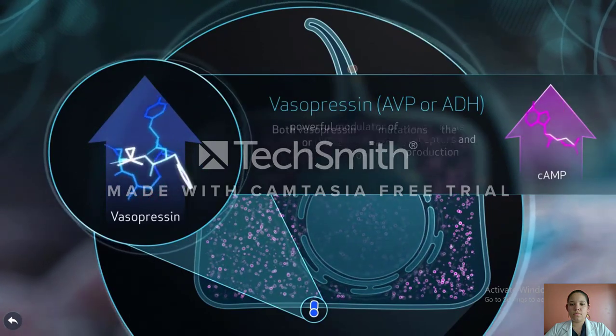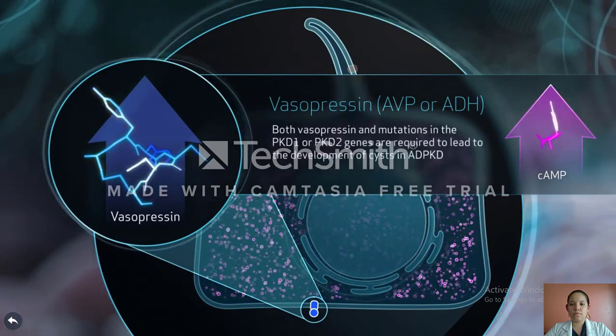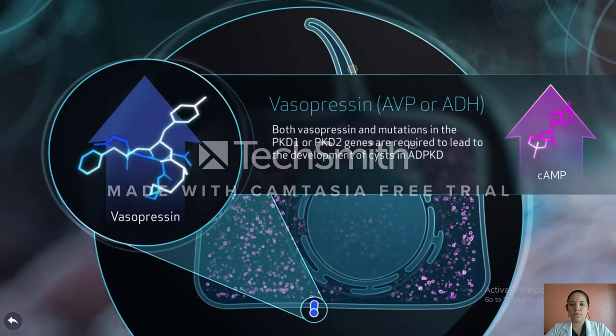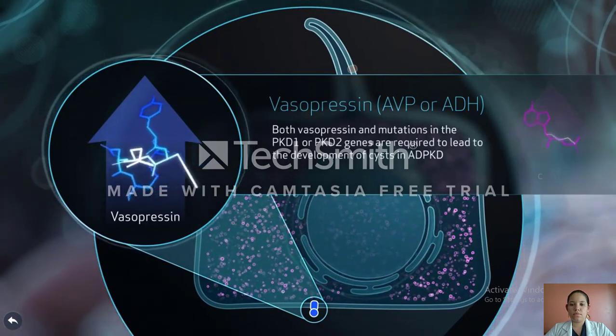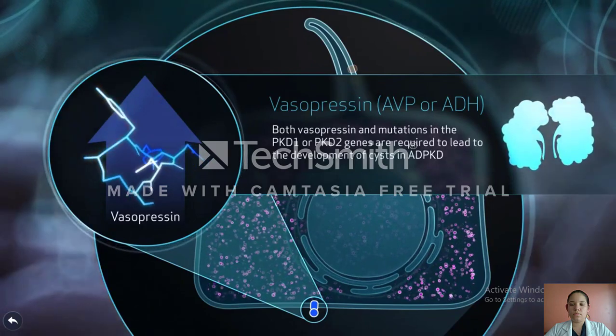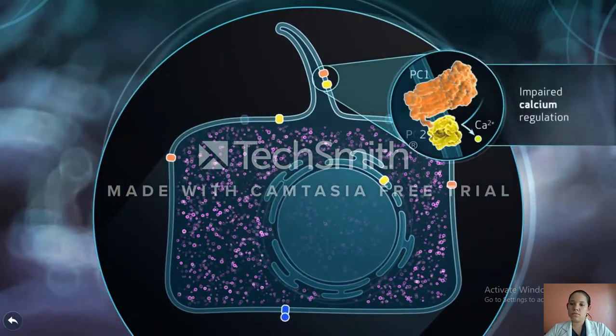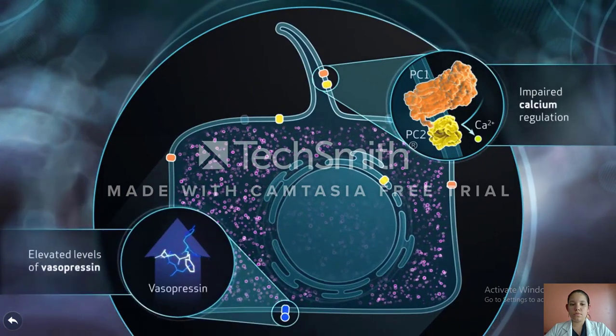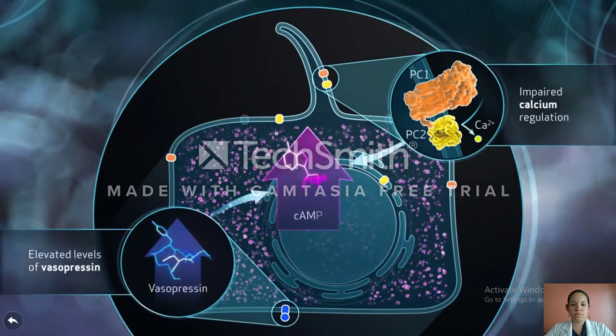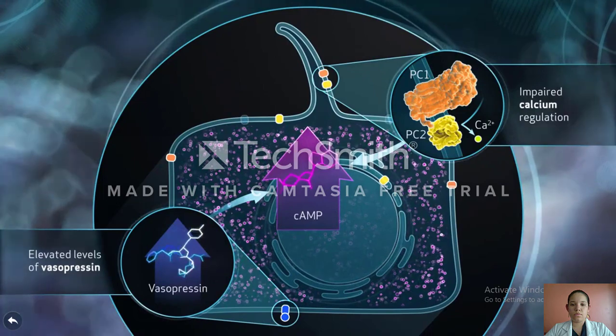Studies have also shown that both vasopressin and mutations in the PKD1 or PKD2 genes are required to lead to the development of cysts in ADPKD. Therefore, impaired calcium regulation and elevated levels of vasopressin contribute to an increase in the production of cyclic AMP.